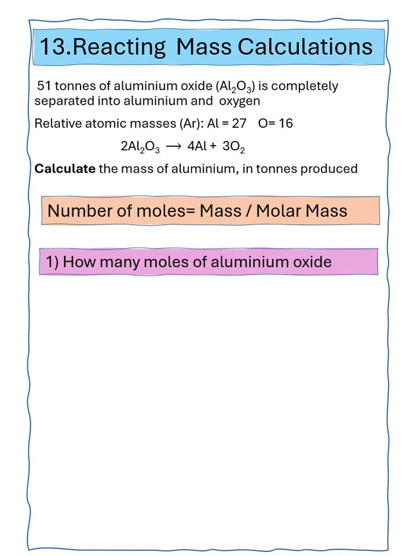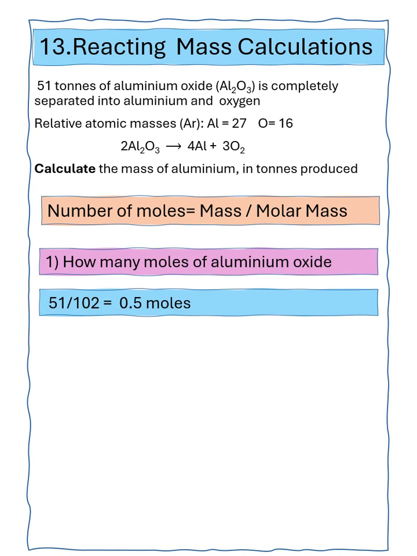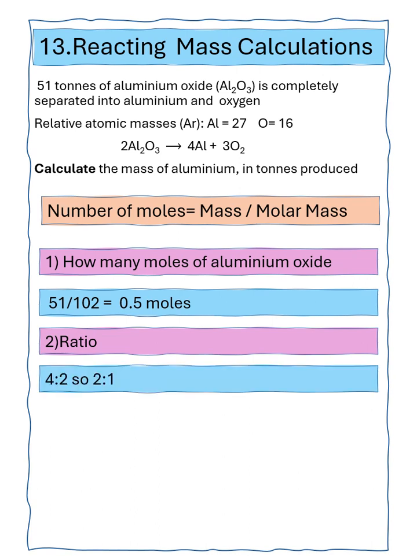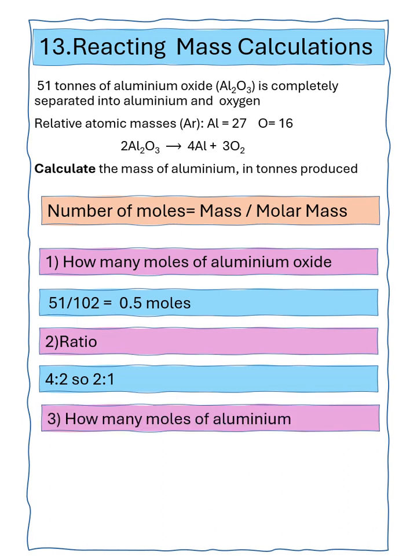So from the question, we're told that we've got 51 tonnes of aluminium oxide, and the relative molar mass of aluminium oxide is 102. That gives us 0.5 moles of aluminium oxide. We then look at the ratio from the equation, and we know that 4 moles of aluminium are made from 2 moles of aluminium oxide, so the ratio is 2 to 1. So from that we can calculate how many moles of aluminium we've got. Well, if we've got 0.5 moles of aluminium oxide, we therefore must have 1 mole of aluminium.